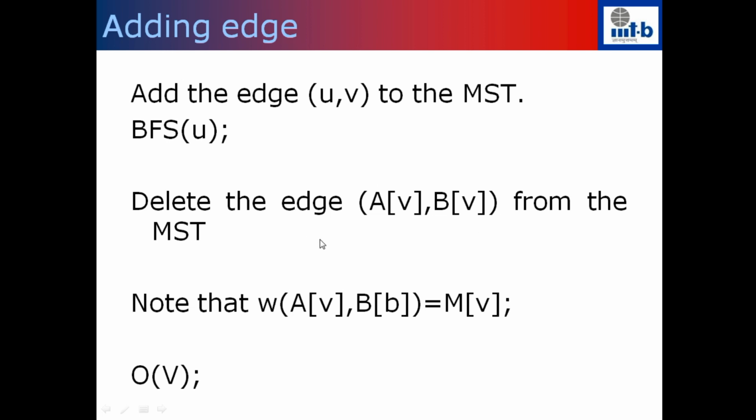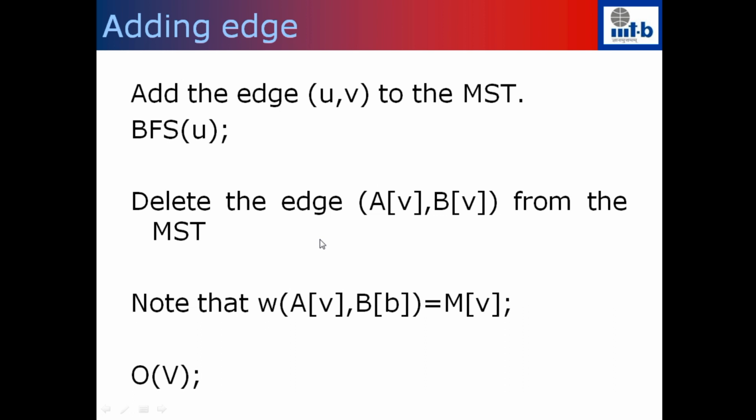So you added U comma V and identified an edge in the cycle. Obviously we want to delete an edge with the maximum weight because we are trying to update the minimum spanning tree. So you found the maximum weighted edge in the cycle containing U comma V and deleted that edge from the MST. This will take order V because we are applying BFS on the MST. The number of edges in the MST is V minus 1, so the complexity of applying BFS on the MST is order V.